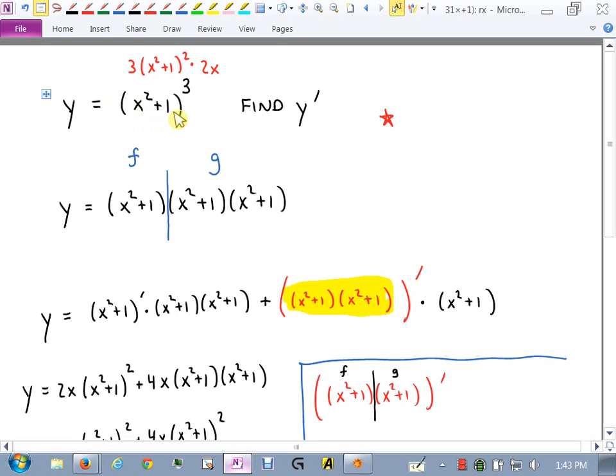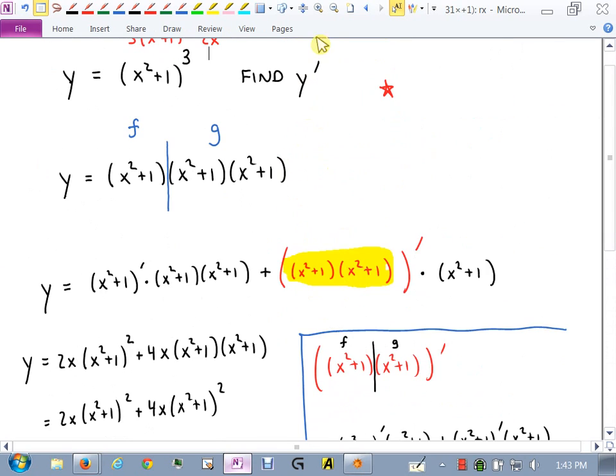I would never ask you to do this problem with product rule. Yeah, I would never do that. But it's a good, like I said, it's a good illustration of product rule within product rule. All right, next.